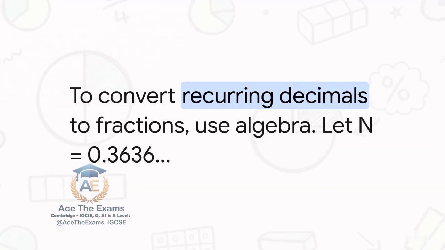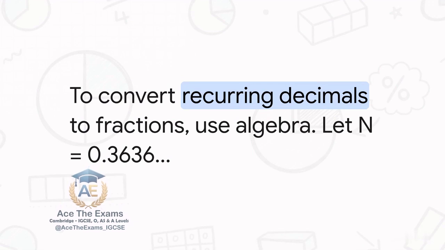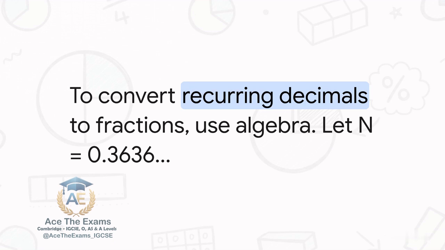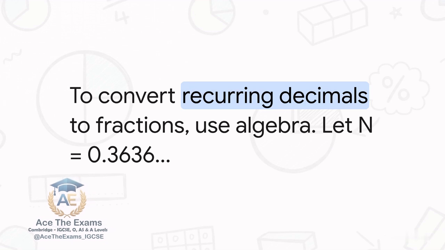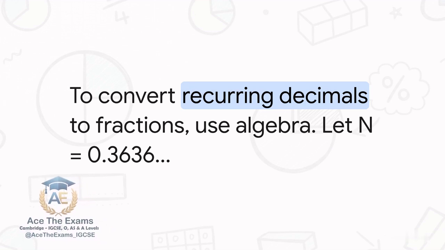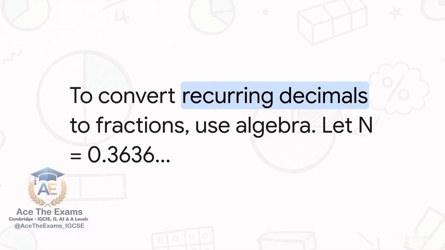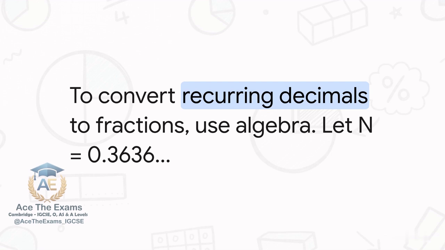But what if we need to go the other way? What if we're given a recurring decimal and we need to translate it back into a clean fraction? This is genuinely one of the coolest algebraic tricks in the entire textbook. Let's look at example 4.5. We want to convert 0.3636 repeating into a fraction.